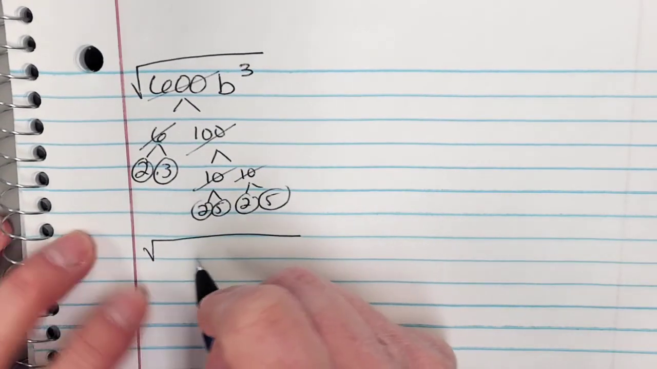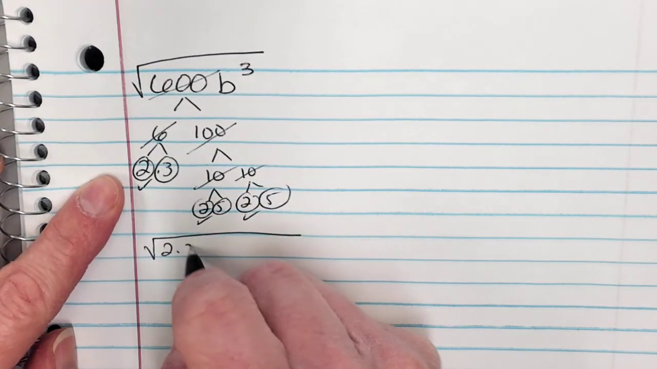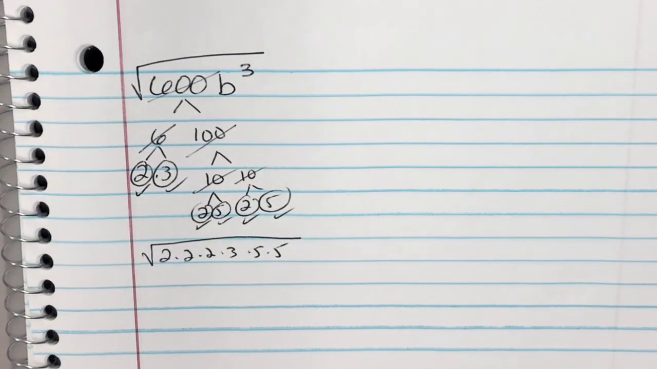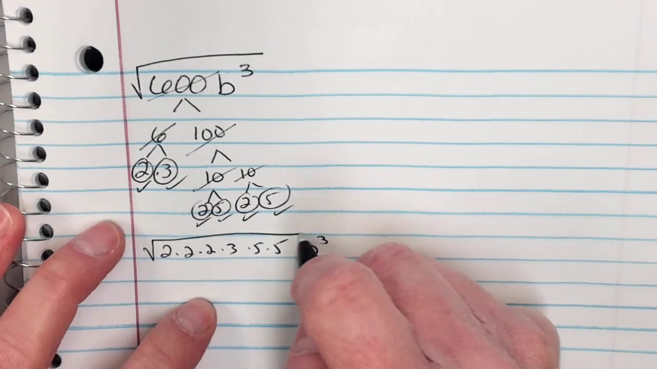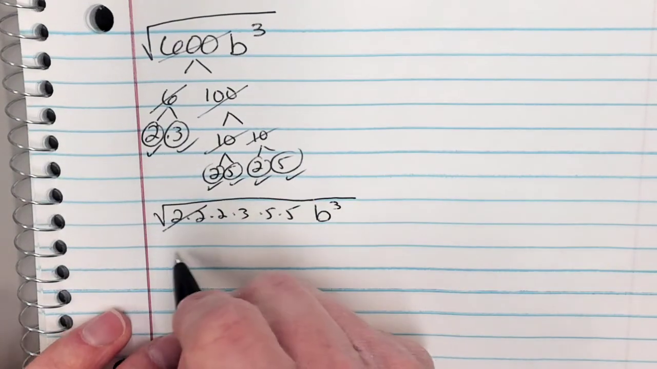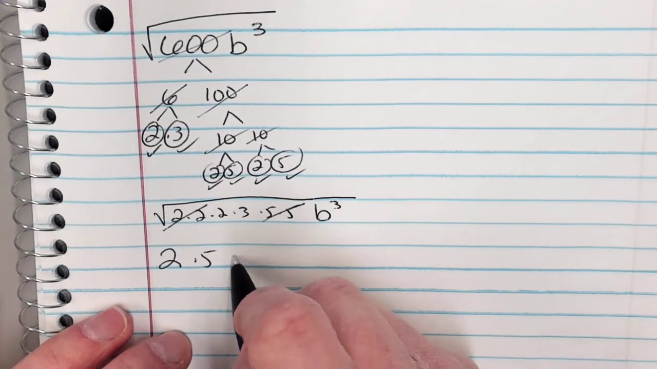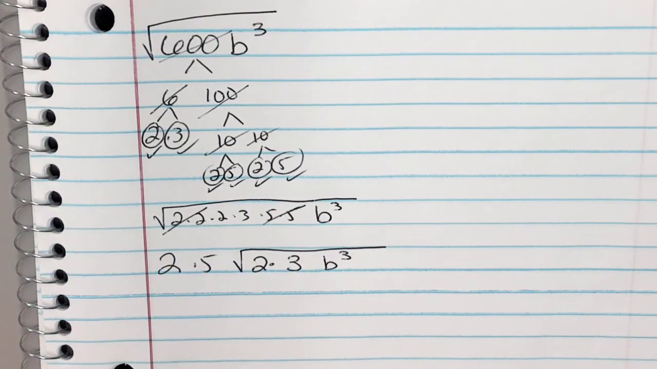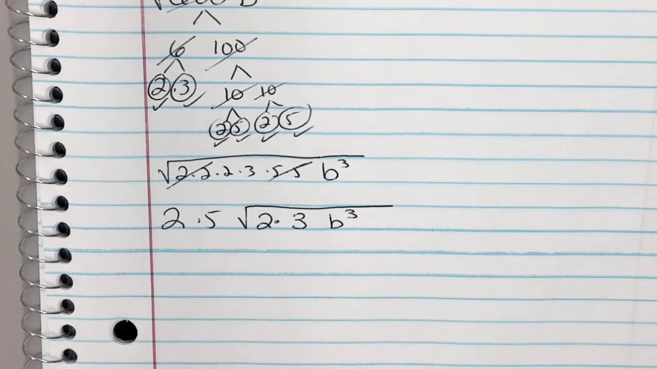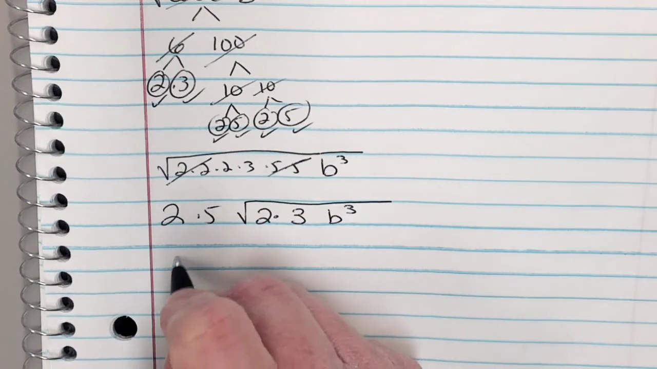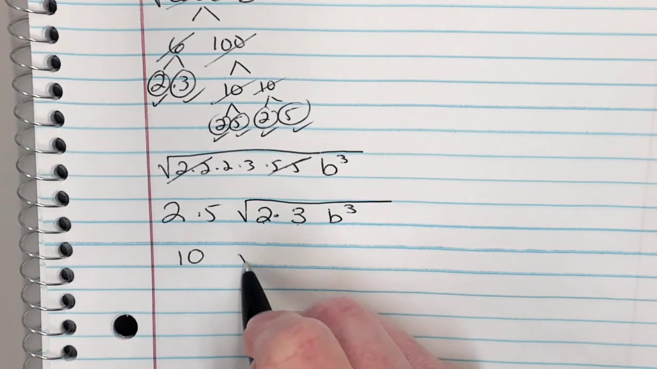So all of this right now, I've got a 2, and a 2, a 3, and a couple 5s, and b to the third. So I'm going to pull out a pair of 2s. I'm going to pull out a pair of 5s. It leaves a 2 and a 3 and a b to the third inside. If I'm going too fast, somebody yell at me. Okay, let's clean this up a little bit more. 2 times 5 on the outside is 10. 2 times 3 on the inside is 6.